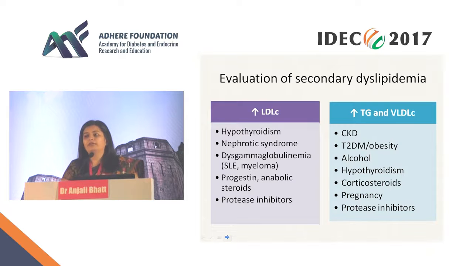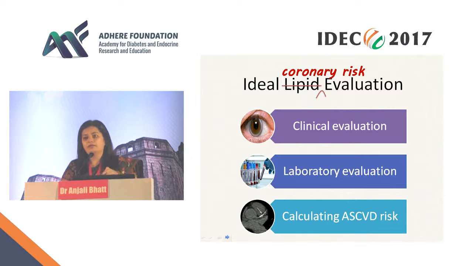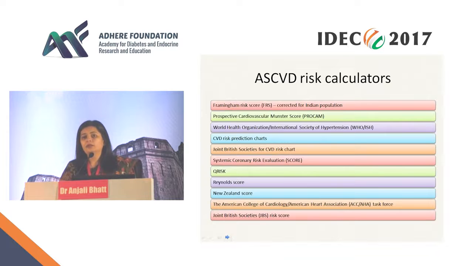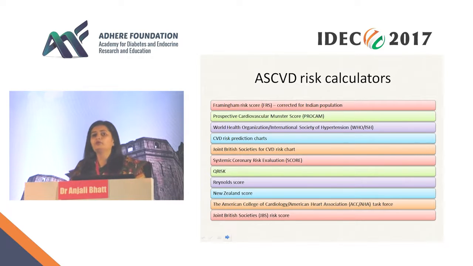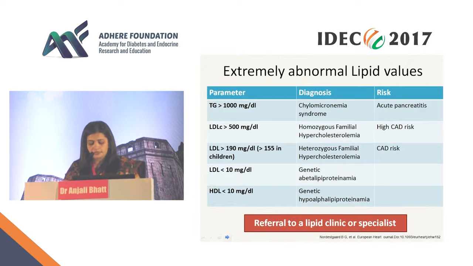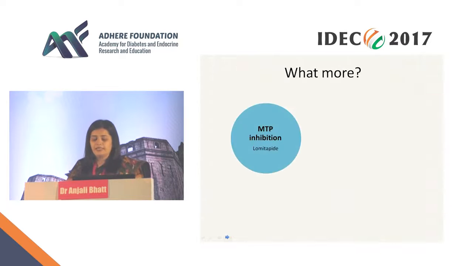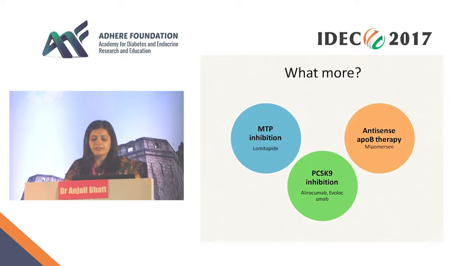It is important to have a look at extremely abnormal lipid values, in which a lipid clinical specialist will come into the picture, and these include triglycerides more than 1000, obviously for the risk of acute pancreatitis, LDL more than 500, LDL less than 10, or HDL less than 10, which are basically genetic familial hypercholesterolemia or genetic abetalipoproteinemia or hypobetalipoproteinemia. You would not probably deal with these patients very commonly, but what you might deal with commonly is LDL more than 190, which has also been recognized by ADA, ACC and other lipid guidelines.